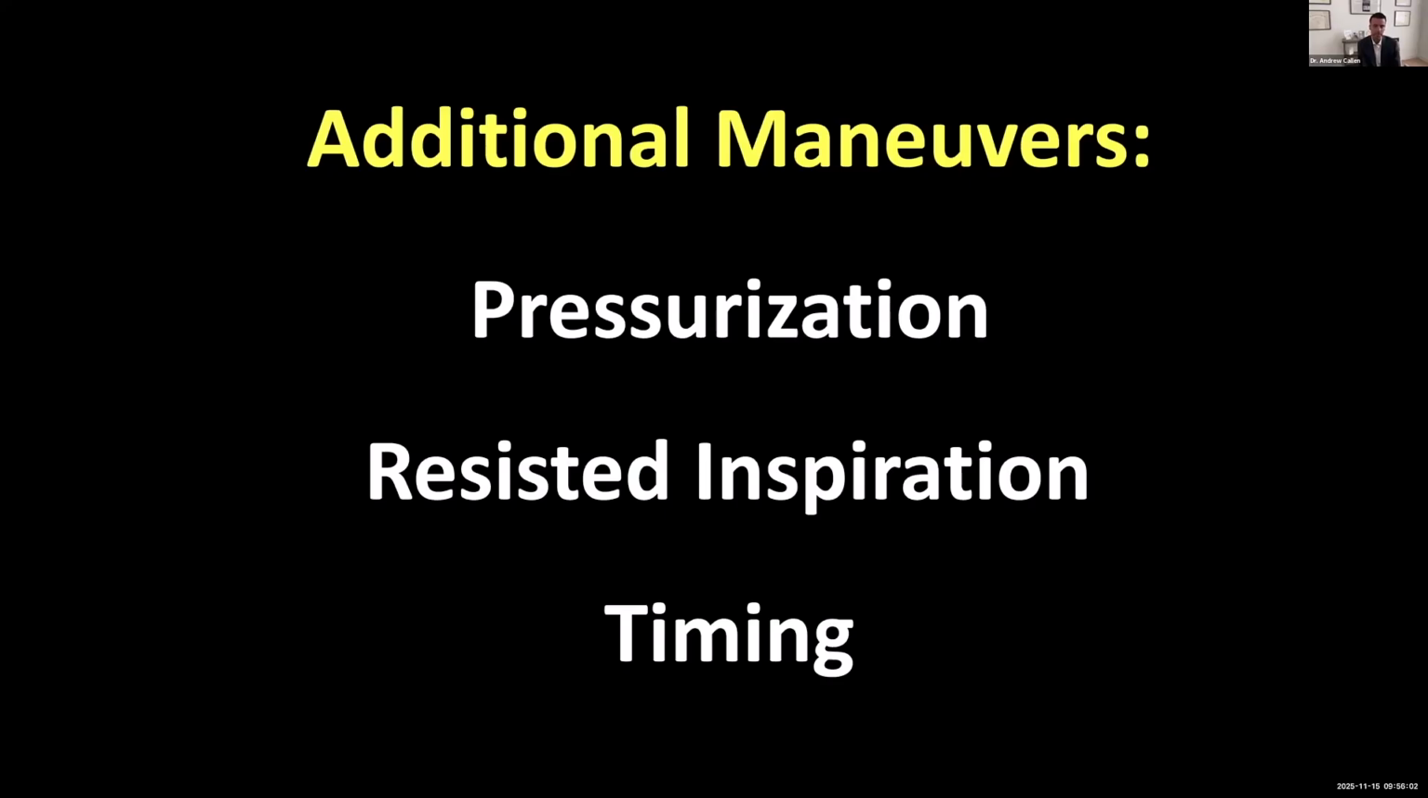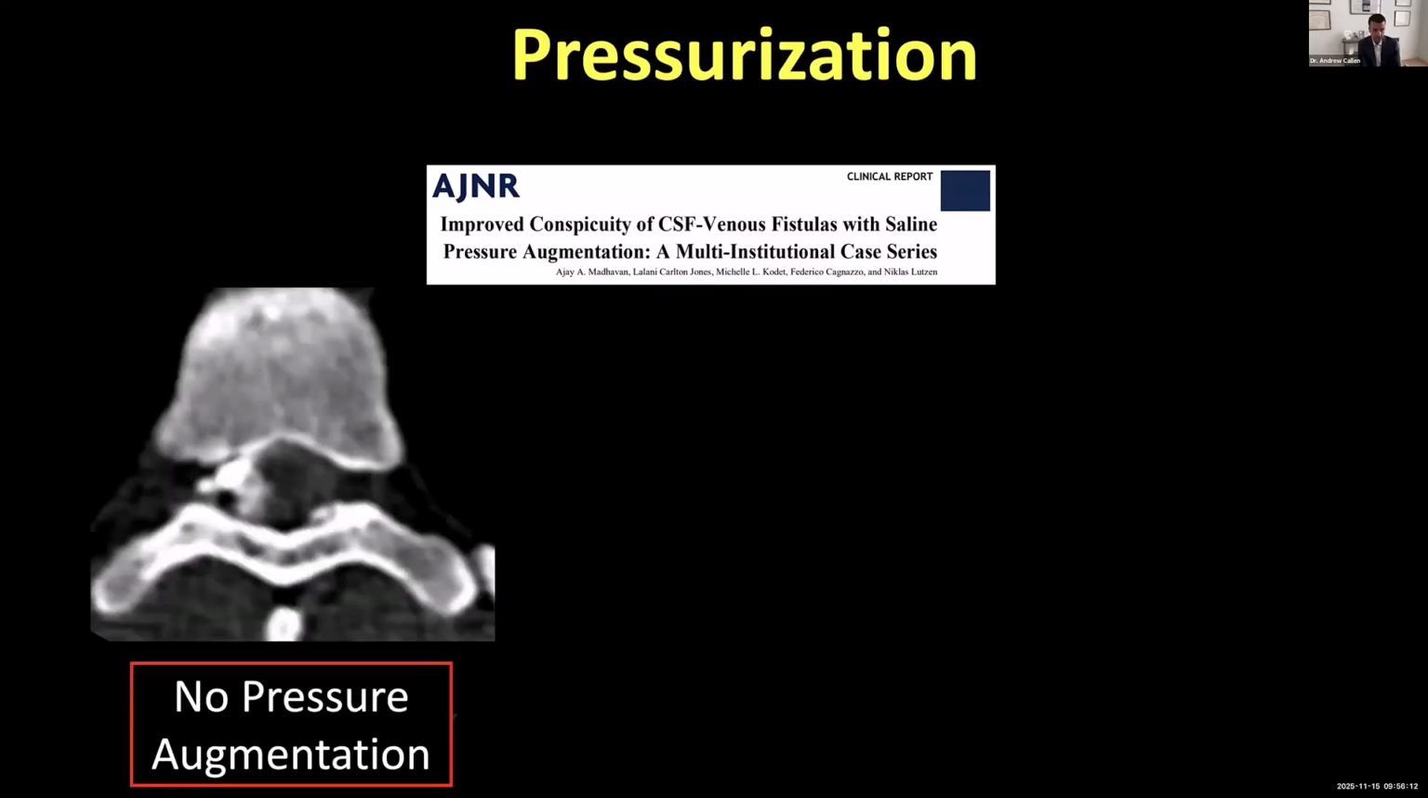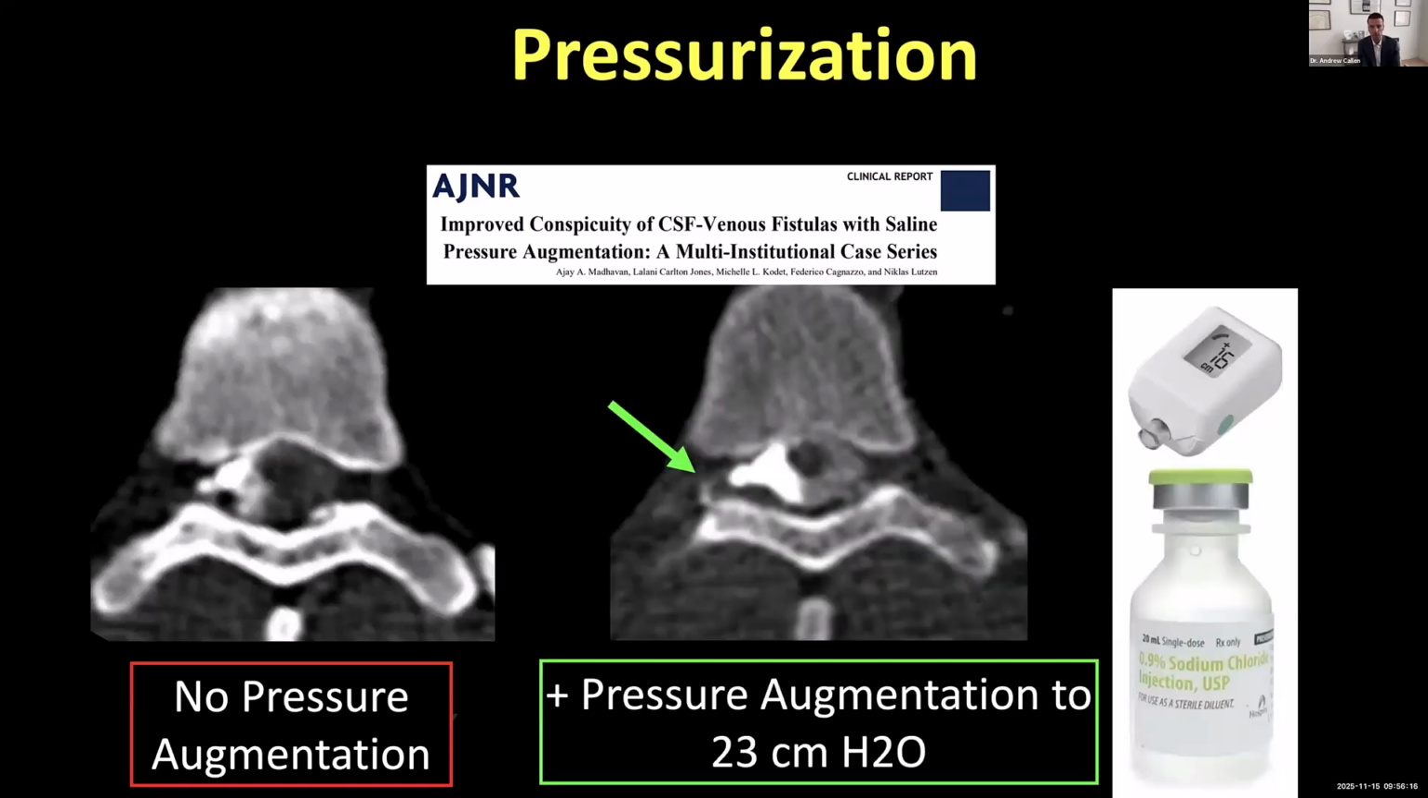There's a couple other tips and techniques that I think can help in some cases. Pressurization is one that I do routinely and was very nicely described by Dr. Madhavan and colleagues in this case series that was recently published. That patient I showed you at the beginning of the talk where we couldn't find a fistula at first, the difference between the two exams is that we pressurized on the second exam. We raised their pressure with sterile saline aliquots up to about 23 centimeters of water, and we saw that fistula.